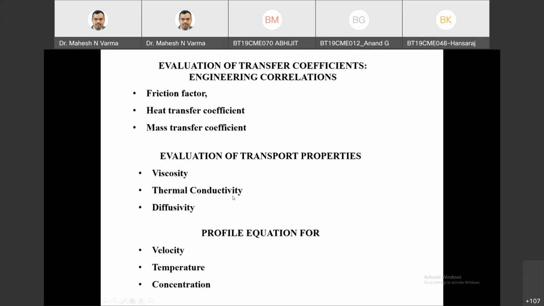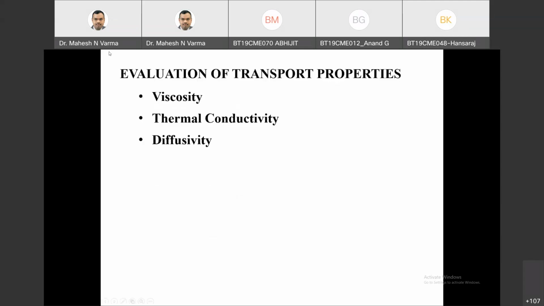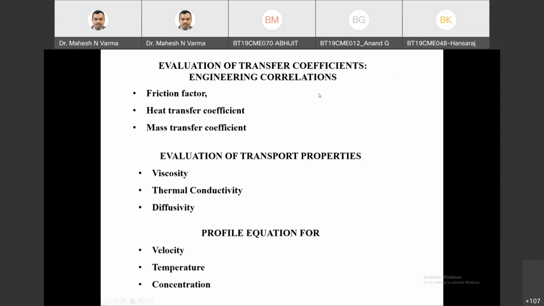There is some theory involved in this. So semi-empirical and empirical correlations will be used for estimation of viscosity, thermal conductivity, and diffusivity. We have already covered friction factor, heat transfer coefficient, and mass transfer coefficient. Maybe today and tomorrow's class we will cover this, and then we will move on to the remaining part of transport phenomena: everything related to velocity, temperature, and concentration, and how to get the profile equations for them.